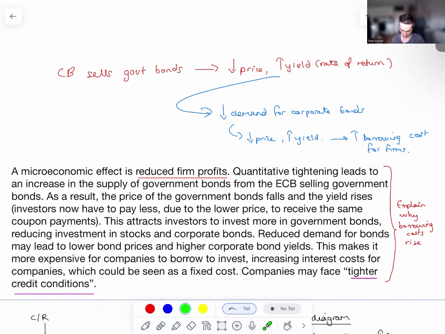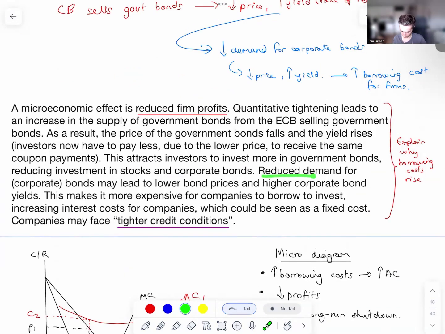And that's explained in this paragraph here. And this attracts investors to invest more in government bonds, but that means they're less attracted to invest in maybe stocks or corporate bonds. Reduced demand for corporate bonds may lead to lower bond price and higher corporate bond yield, and that will make it more expensive for companies to borrow to invest, increasing interest costs for companies.